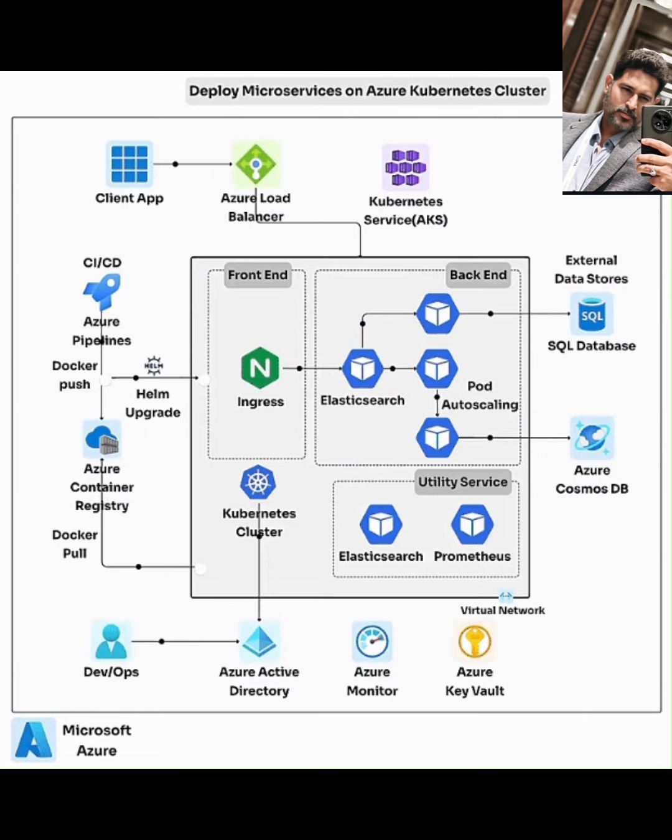Conclusion. So, when I look at this, I see a complete picture of a modern microservice deployment on Azure. It leverages AKS for container orchestration, a CI/CD pipeline for automated deployments, Azure networking and load balancing for traffic management, external databases for data persistence, and supporting Azure services for security, monitoring, and identity. This architecture provides scalability, reliability, and maintainability for complex applications.